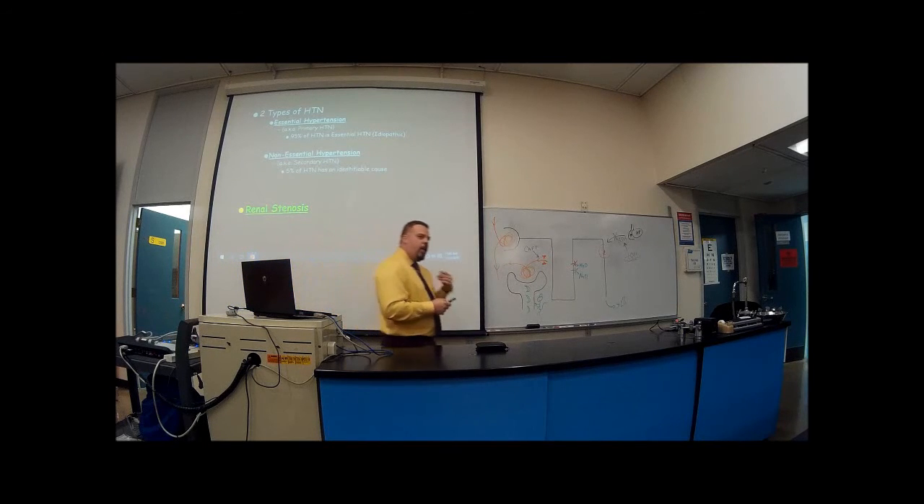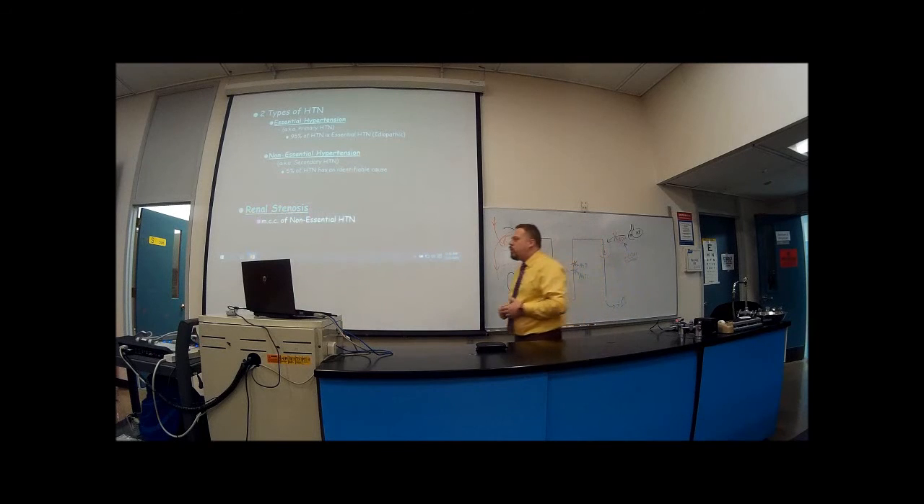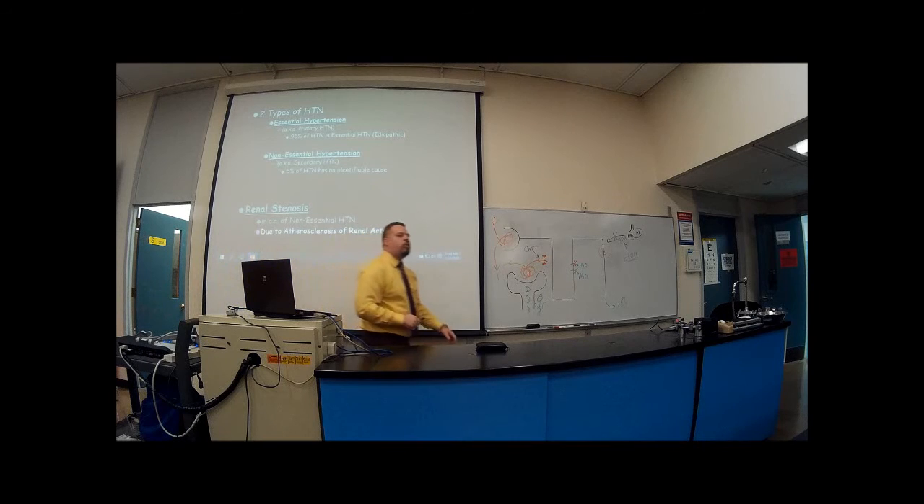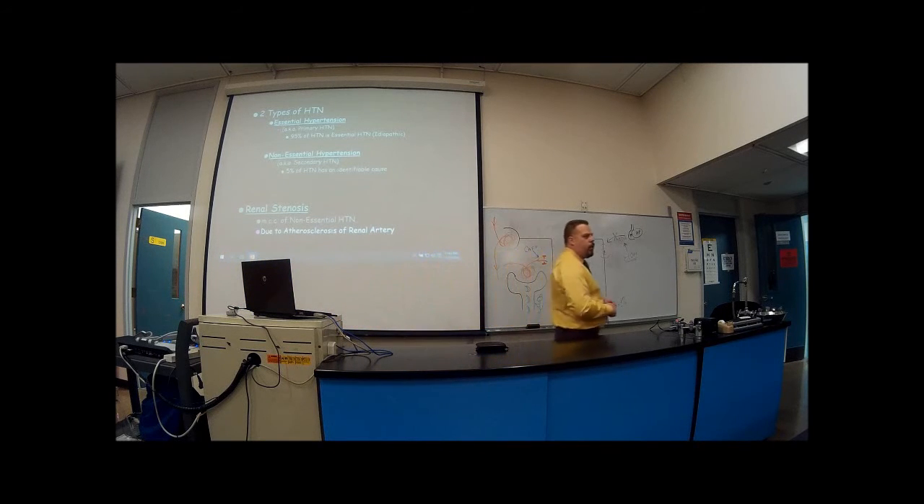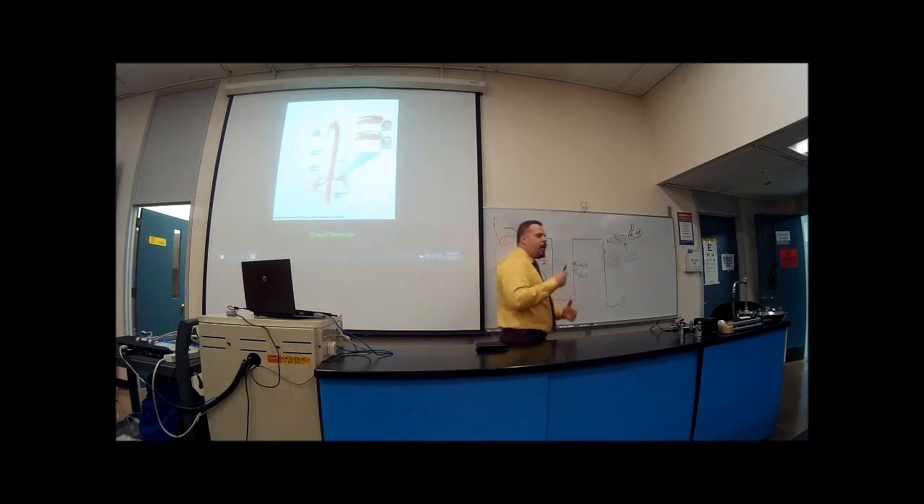So you have a narrowing of the renal artery. Renal stenosis is the most common cause, MCC, of non-essential hypertension. And it's usually due to eating all that wonderful cholesterol, right? Atherosclerosis of the renal artery. So let me explain what this renal stenosis is, because you should understand the mechanism of how this happens.